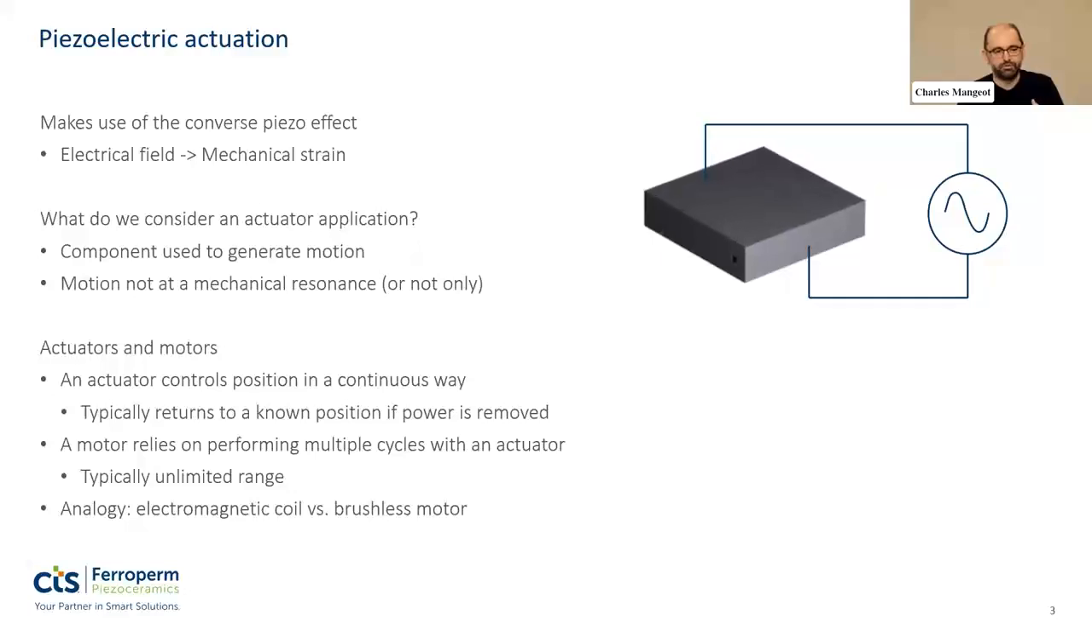You could think of it like the analogy with electromagnetics, where you have a coil. A coil would be an actuator for us. So it has a limited range of motion, and if you remove power, the actuator will return to a neutral position. Whereas with a motor, a brushless motor for example, the position of the motor is defined by the cycles that you've performed with the different coils. So this is what we consider the difference between actuators and motors.